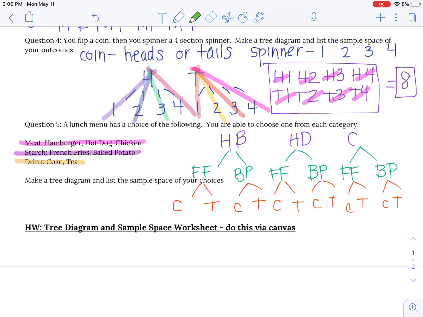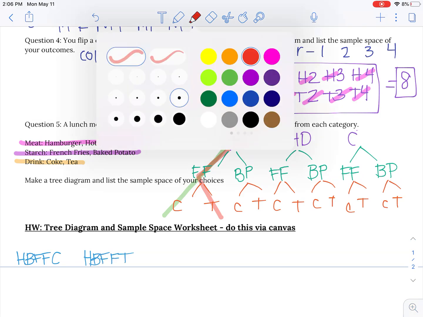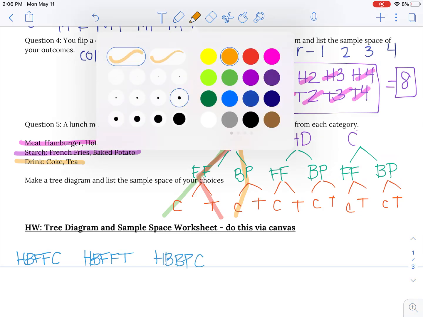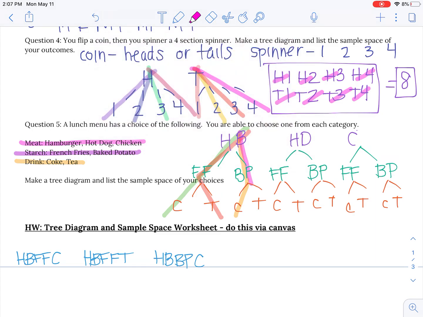So my first option could be that I choose a hamburger, French fries, and a Coke. So when I list that, I'm going to say hamburger, French fries, Coke. My next option could be that I want to choose a hamburger and French fries, but I want to have tea instead. So I have hamburger, French fries, and tea. Third option being I want a hamburger, but I want a baked potato and a Coke. So hamburger, baked potato, and a Coke. Change my mind. I really want hamburger, baked potato, and tea. So hamburger, baked potato, and tea.